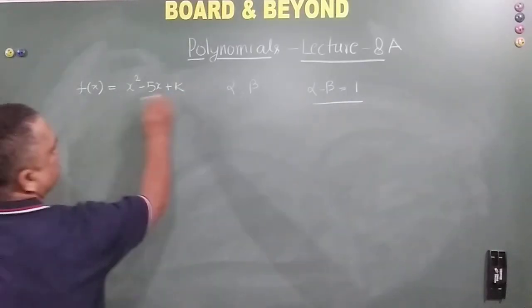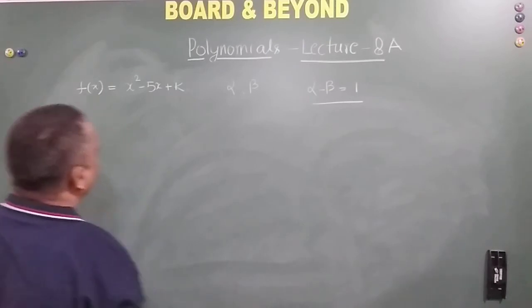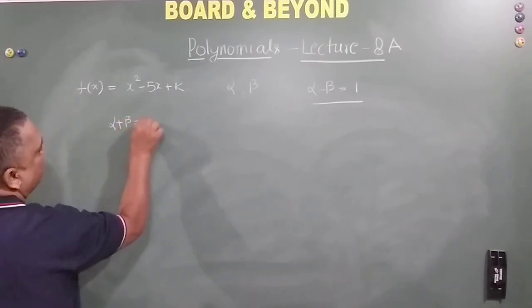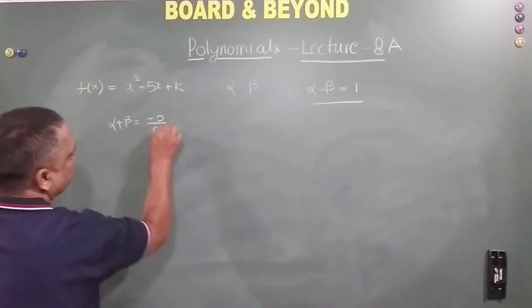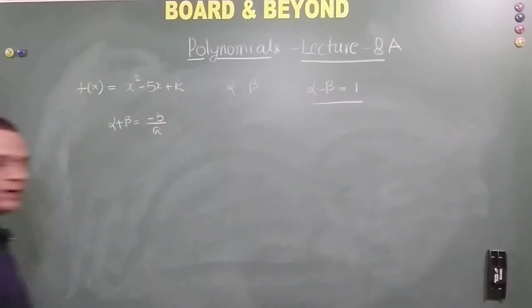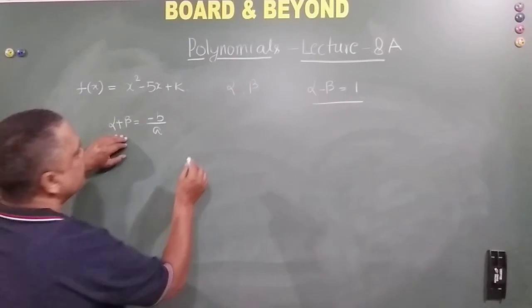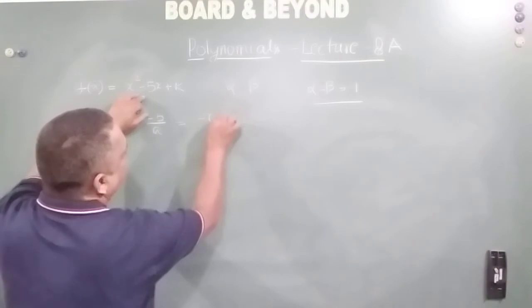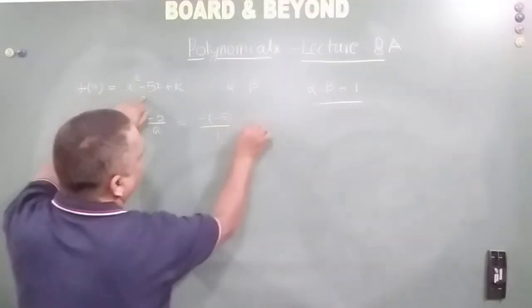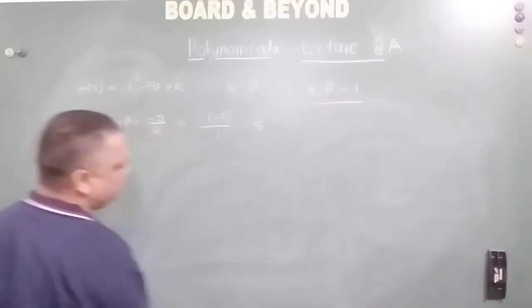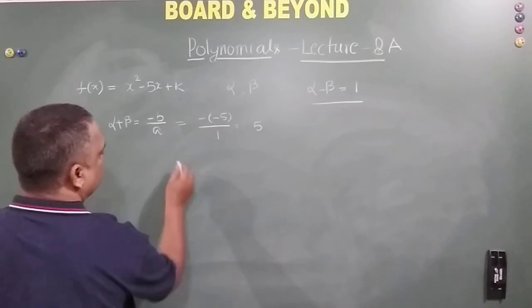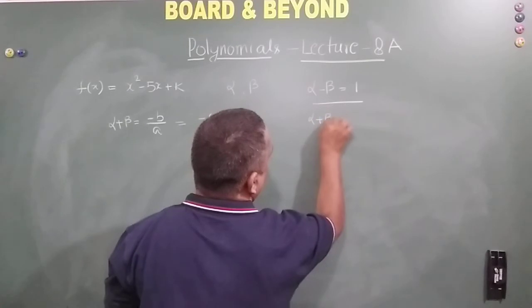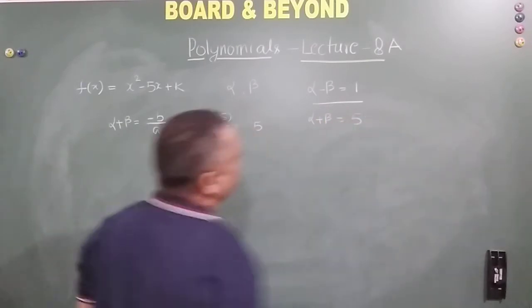So from this quadratic polynomial, what can we actually derive? Alpha plus beta is how much, friends? Minus b by a, as we remember from the previous classes, right? So alpha plus beta is equal to minus b by a, which leads to minus of minus 5 divided by a, that is 1, that is equal to 5. Now friends, I'll just write it here, alpha plus beta is equal to 5.